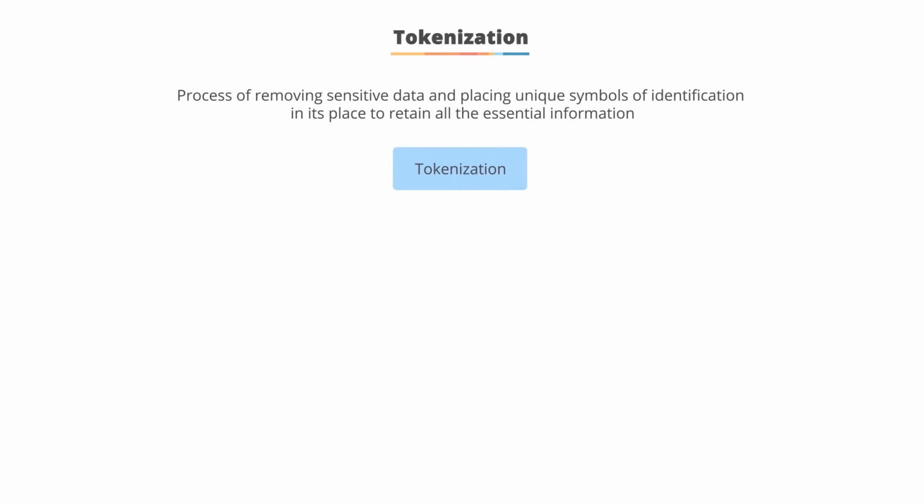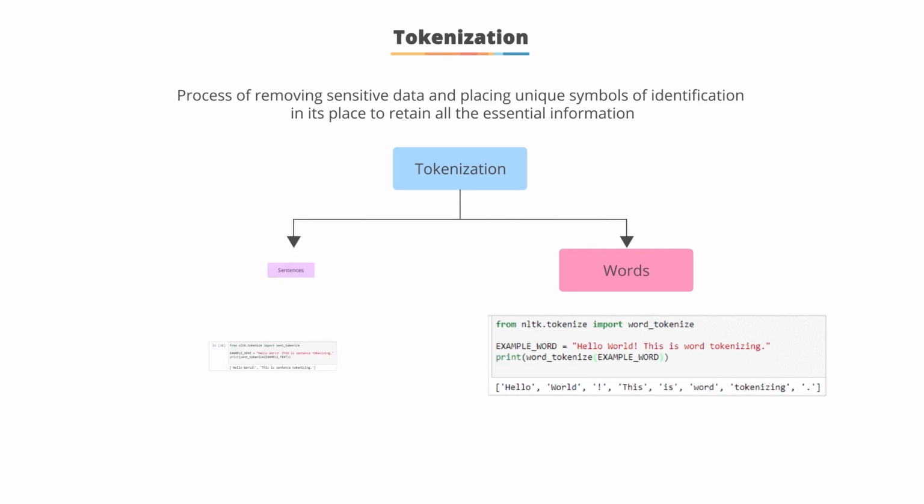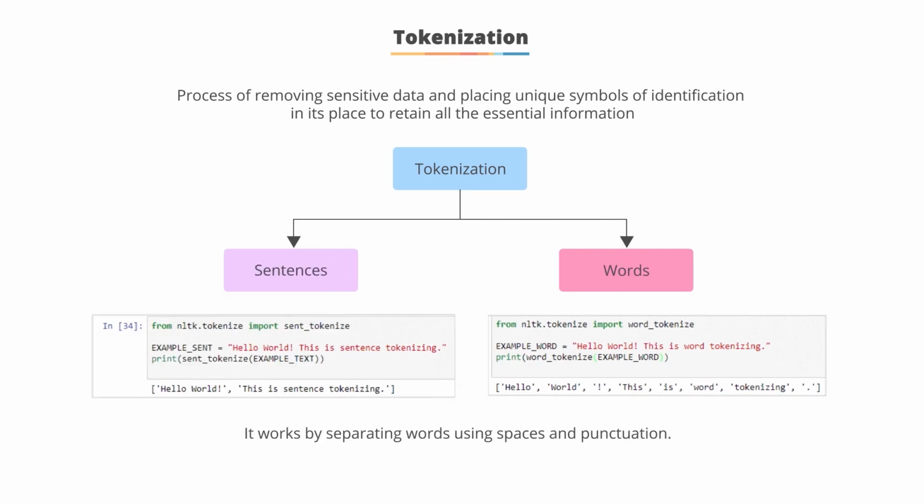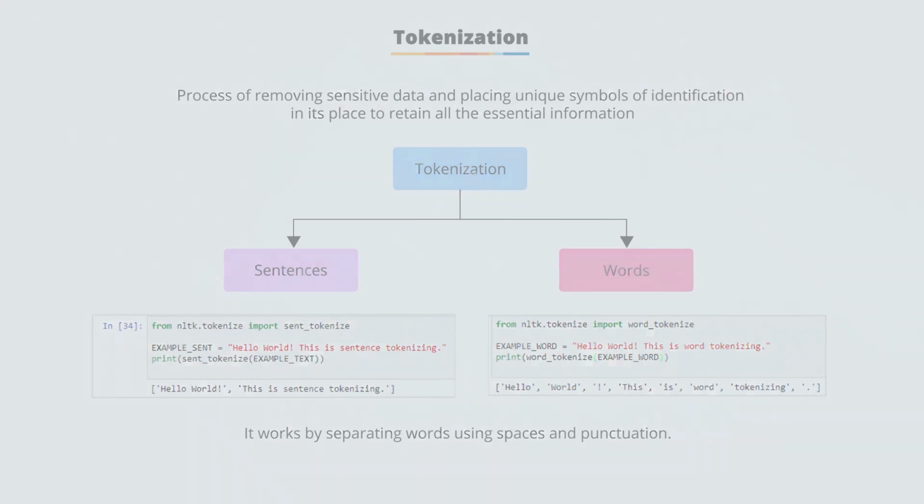So let's first understand the concept of tokenization. Tokenization is the process of removing sensitive data and placing unique symbols of identification in that place in order to retain all the essential information concerned with the data and its security. It is a process of breaking running streams of text into words and sentences. It works by segregating words using punctuation and spaces.